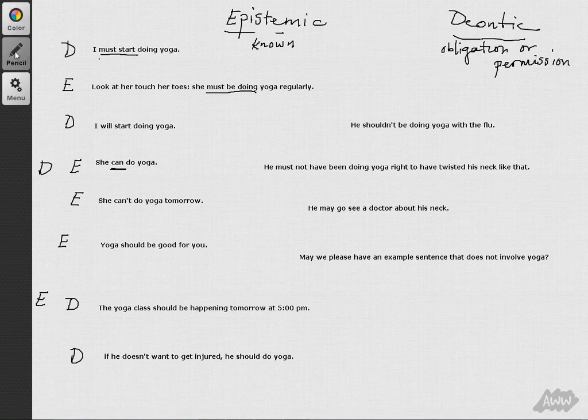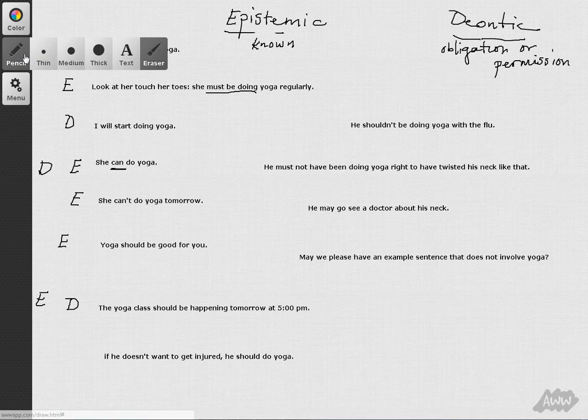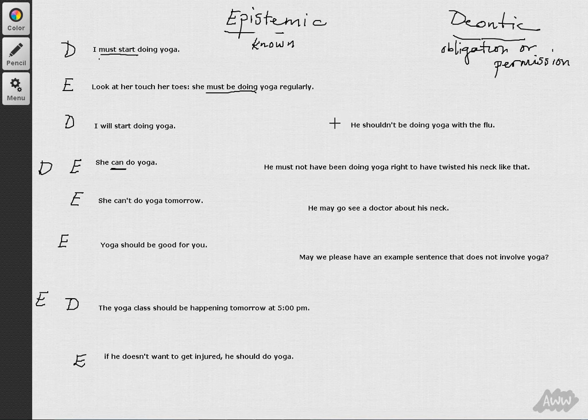Why did I just put in a D then? Sorry. Epistemic. He shouldn't be doing yoga with the flu is about obligation, permission, or necessity, right? He shouldn't be doing yoga with the flu means that he is violating some kind of norm by doing it.